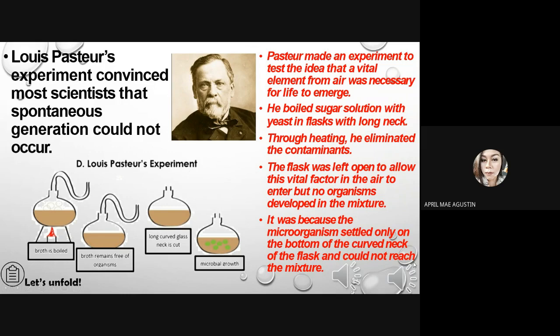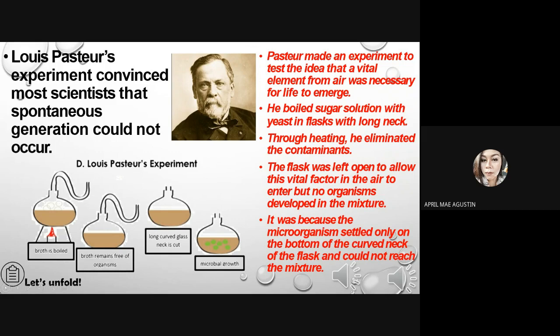Pasteur made an experiment to test the idea that a vital element from air was necessary for life to emerge. He boiled sugar solution with yeast in a flask with a long neck. Through heating, he eliminated the contaminants. The flask was left open to allow this vital factor in the air to enter, but no organisms developed in the mixture. It was because the microorganisms settled only on the bottom of the curved neck of the flask and could not reach the mixture.